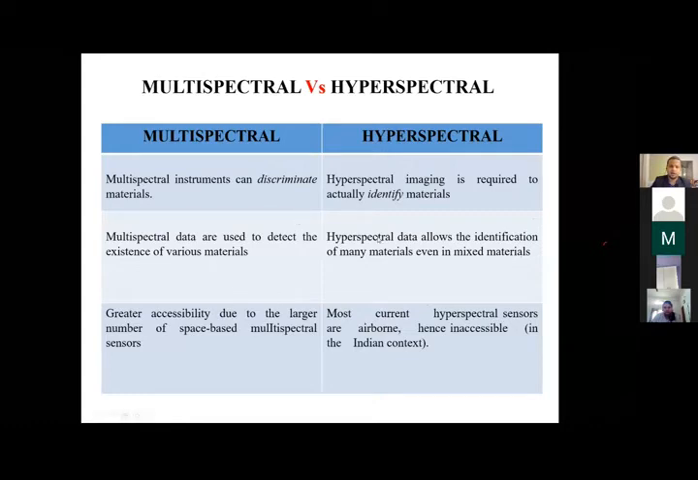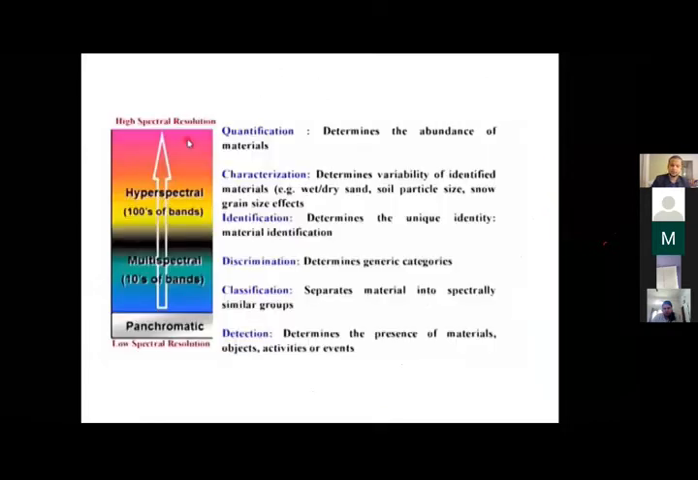Similarly, it helps you to identify. Hyperspectral can be used to identify when many materials are mixed together, which is very impossible when you're using a multispectral, which will help you to discriminate between things. Mixed materials are where hyperspectral can help you do that. So this is the same thing.